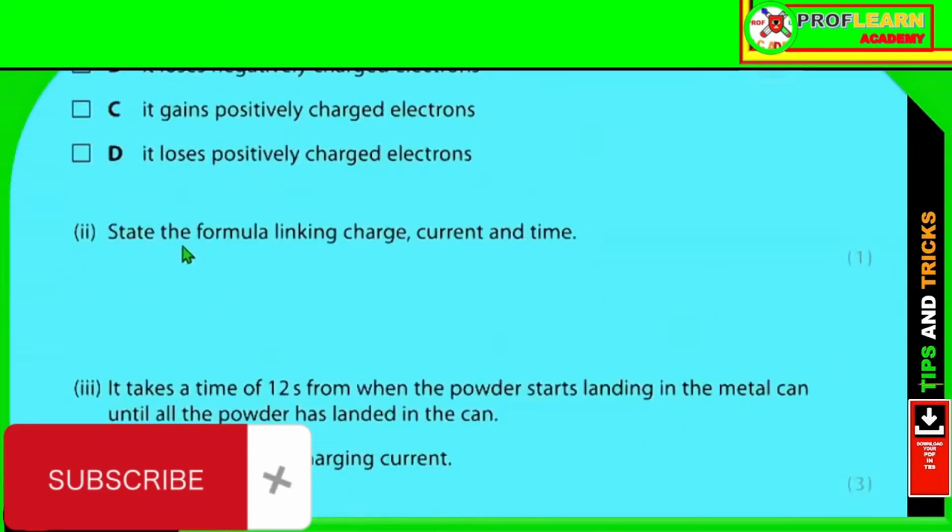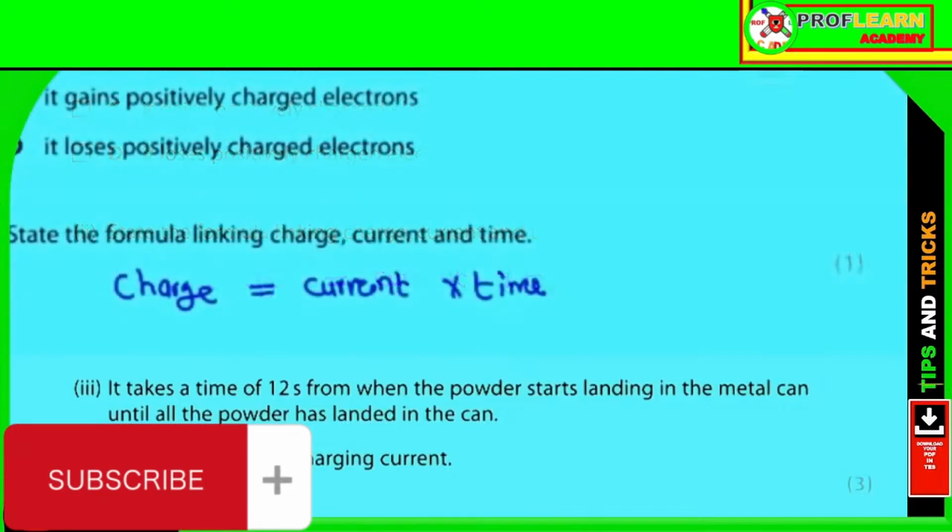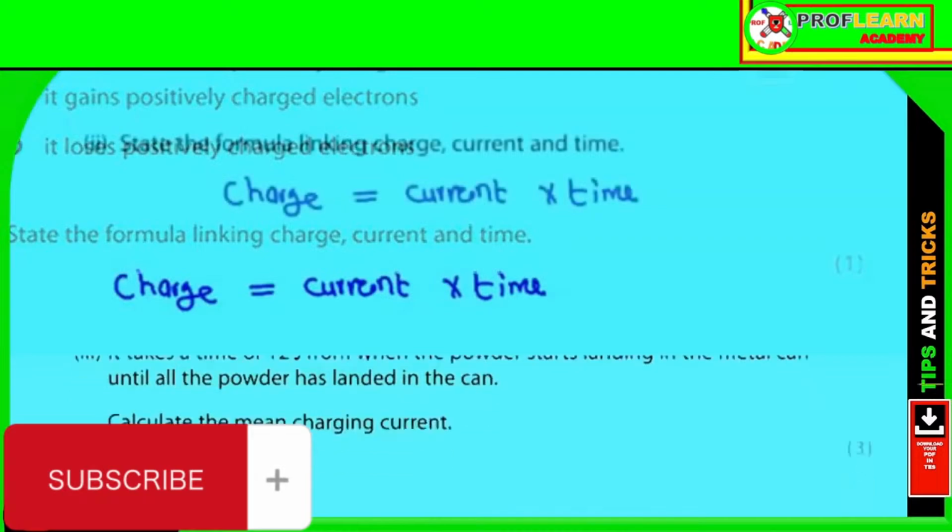Roman 2, we are told to state the formula linking charge, current, and time, and we know the formula is charge equals current times time. We can put it down. What you need to remember here is that charge is in coulombs, current should be in amperes, and time has to be in seconds.